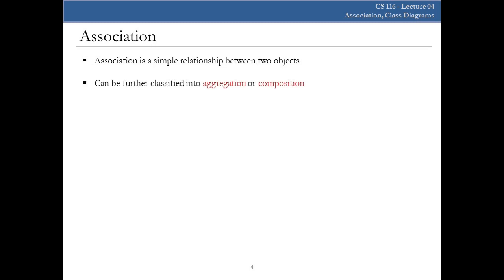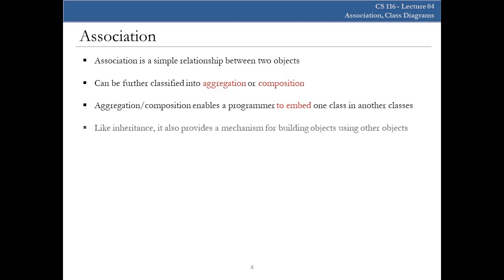Now, association can be further classified into aggregation or composition. Basically, when we embed one class into another class, that is categorized as aggregation or composition. And we'll see later that it's the way we are embedding one class into another which categorizes this as aggregation or composition. Since here also we are using existing objects to build newer objects, this concept also supports reusability of code, which is one of the strongest features of object-oriented programming. So let's see what composition and aggregation are.